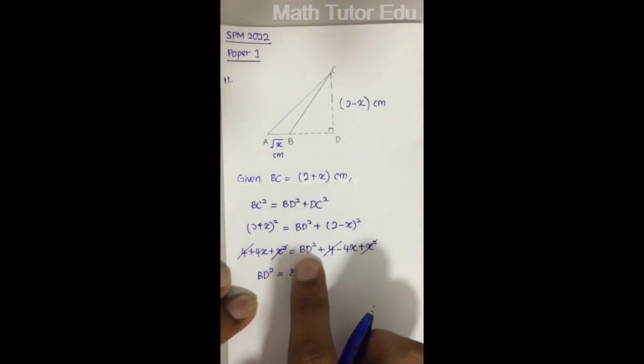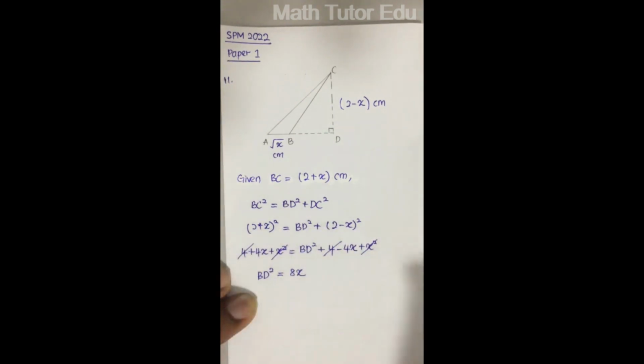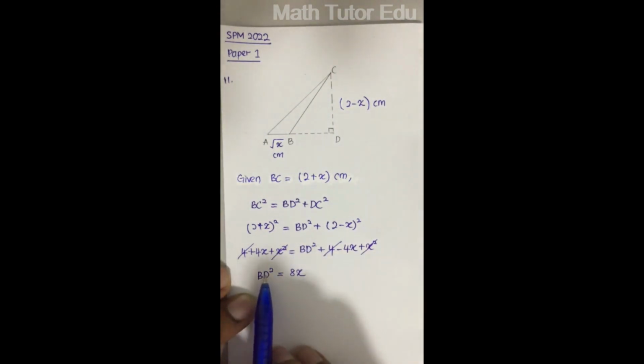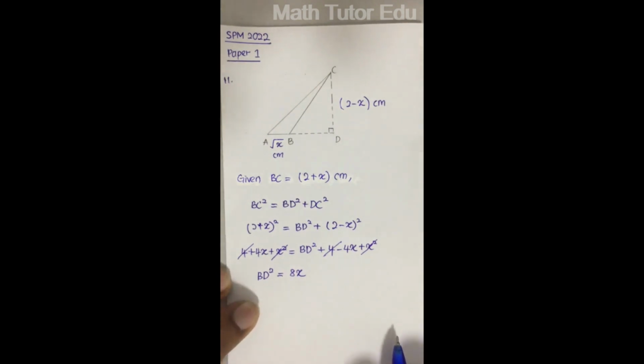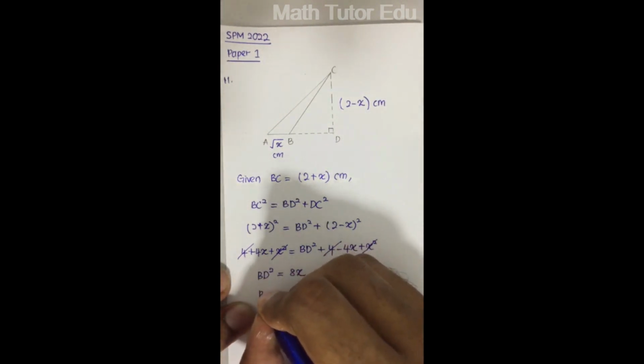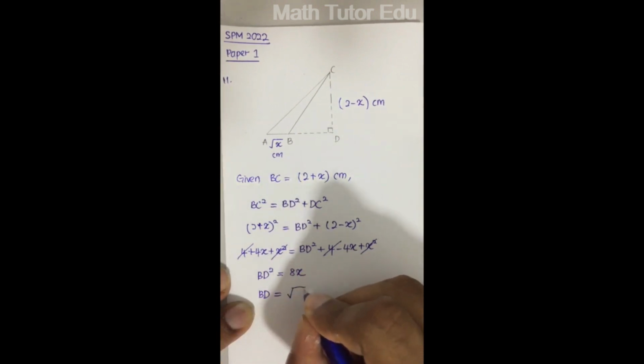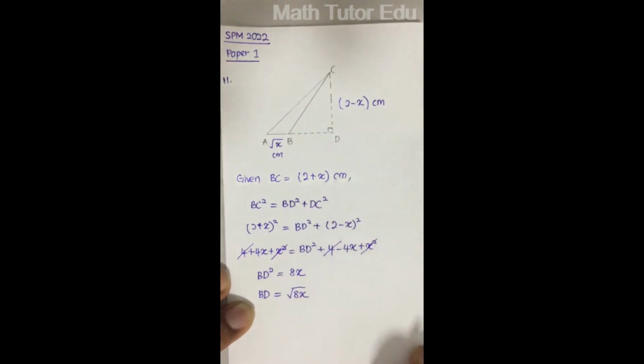Okay, because BD square is over here, negative 4x, you move it over to the left hand side, it will become positive 4x. 4x plus 4x you get is 8x, and then you rearrange the equation. So from here you get is BD square equals to 8x. Okay, BD square equals to 8x. So from here to get BD, what you do, you square root 8x or you surd 8x.